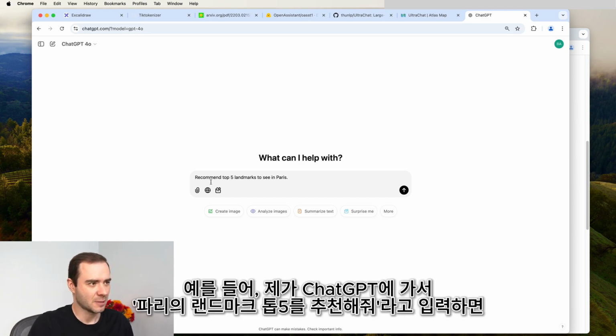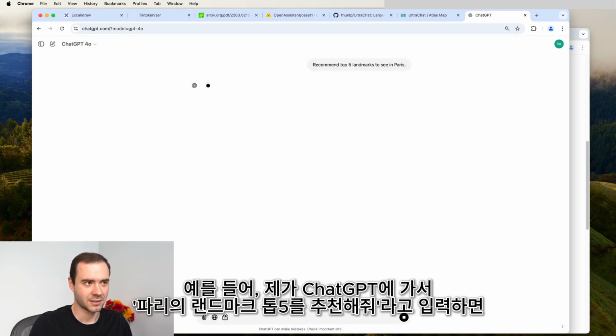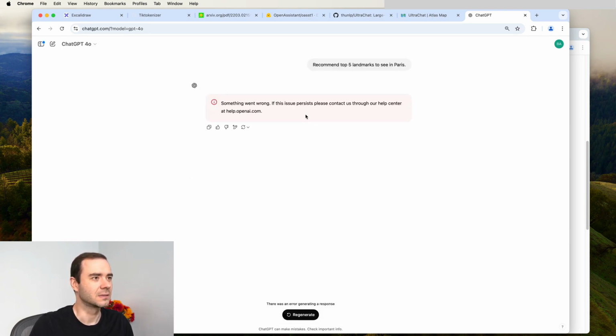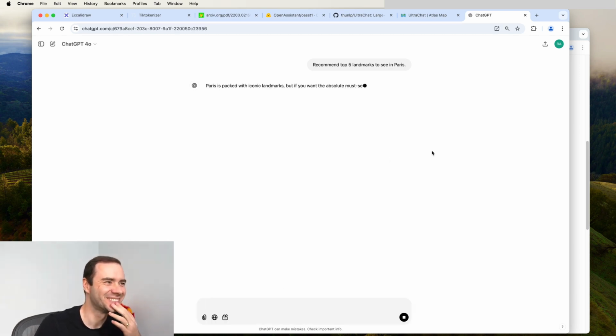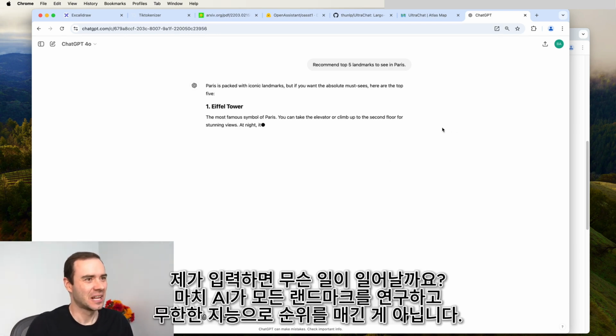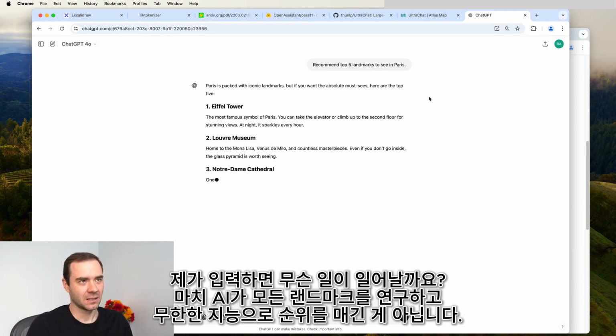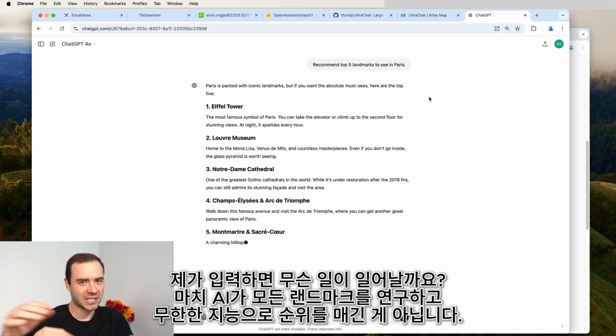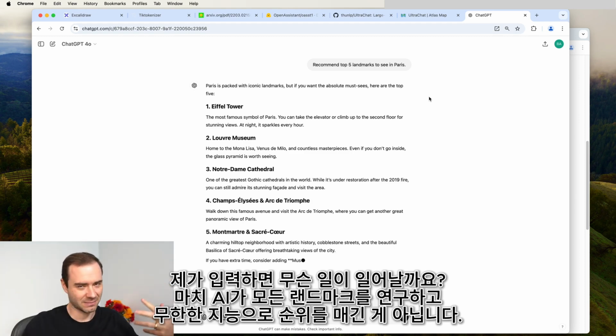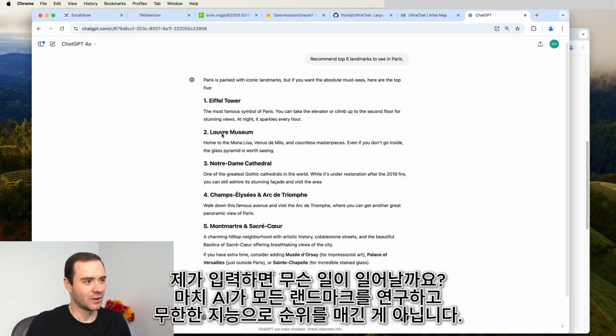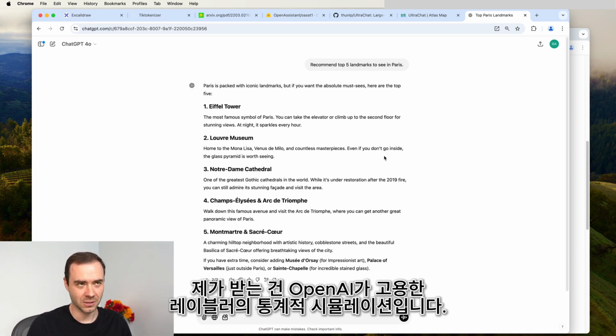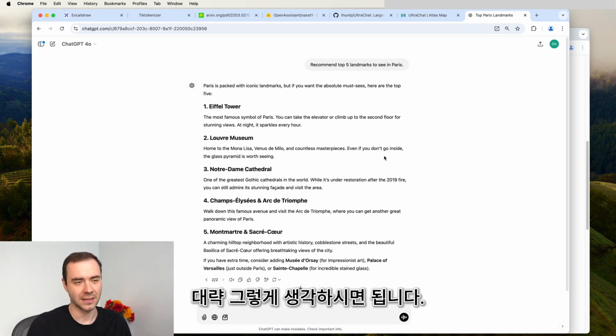For example, when I go to ChatGPT and I say, recommend the top 5 landmarks to see in Paris, and then I hit enter. Okay, here we go. When I hit enter, what's coming out here, how do I think about it? Well, it's not some kind of magical AI that has gone out and researched all the landmarks and then ranked them using its infinite intelligence, etc. What I'm getting is a statistical simulation of a labeler that was hired by OpenAI. You can think about it roughly in that way.